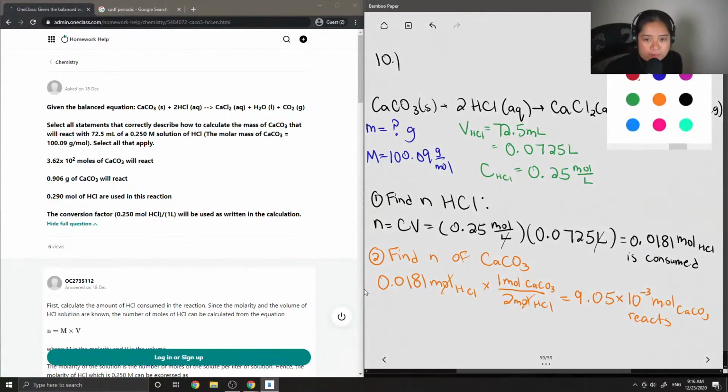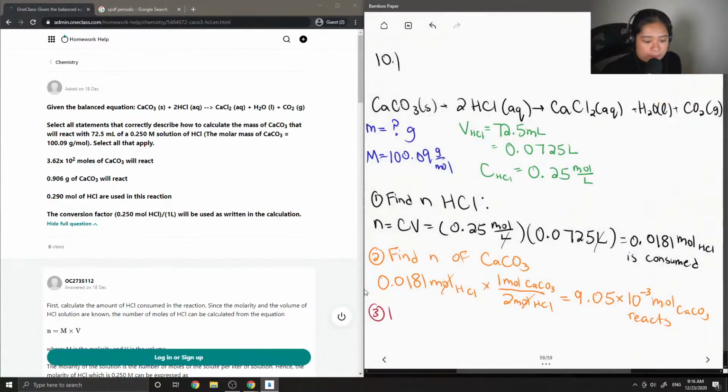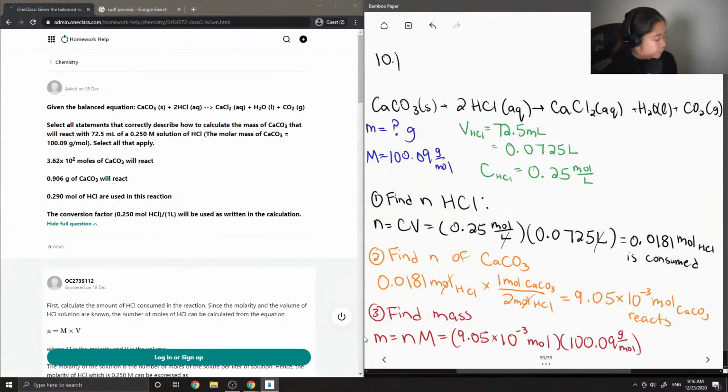Okay, so now that we have the number of moles of calcium carbonate, we can find the mass. So the mass is just the number of moles times the molar mass. So the number of moles is what we found in the previous step, 9.05 times 10 to the negative 3 moles. And the molar mass was given in the question. It is 100.09 grams per mole. And this gives us an answer of 0.906 grams.